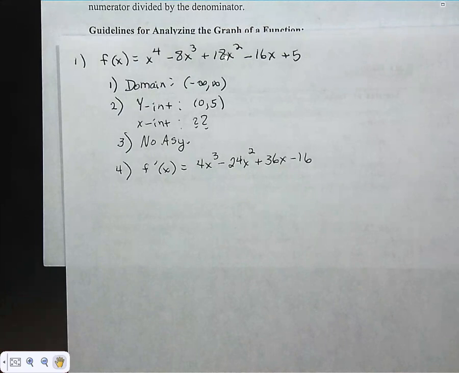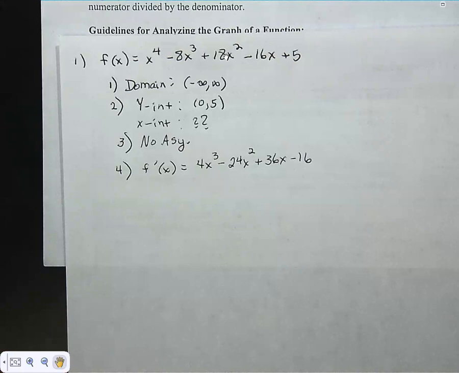How am I going to find the critical numbers of a third-degree polynomial that I don't think will factor by grouping? If I factor 4x out of the first two, that'll leave me at x minus 6. No, that's not going to factor by grouping. How can I find the critical numbers?